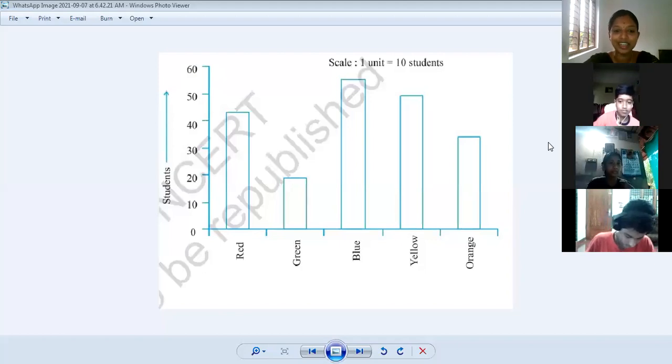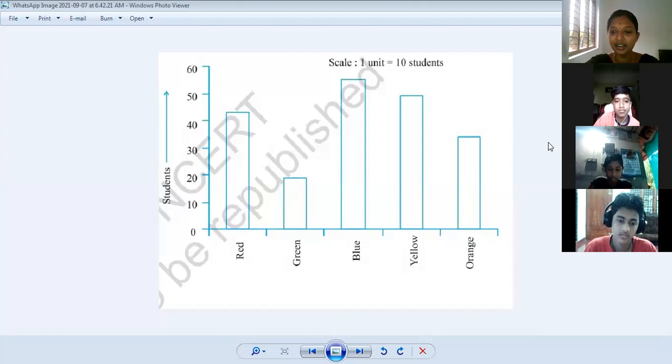Which is the given data here? There are 5 colors: red, green, blue, yellow, and orange. And what's given on our y-axis? Number of students. It's given as 0, 10, 20, 30, 40, 50, 60, and so on. And one more thing, you can see at the top, the scale: 1 unit is equal to 10 students.